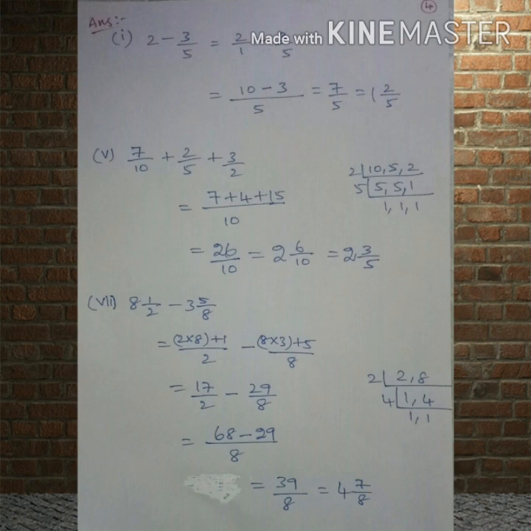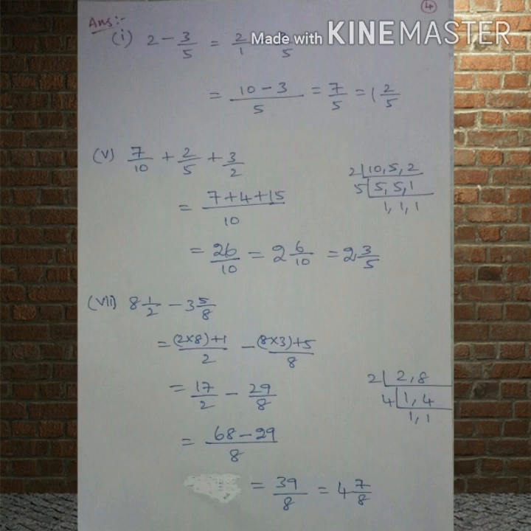Next subdivision, 7th one, 8 1 by 2 minus 3 5 by 8. Both the fractions are mixed ones. So once you are doing addition or subtraction with mixed fractions, first of all you have to convert into improper. For that only I am going to change the mixed ones into improper.